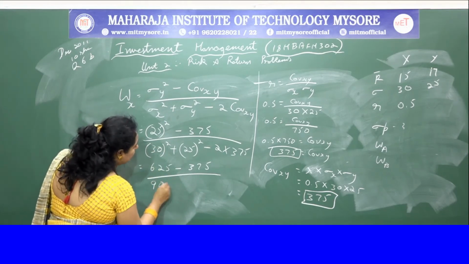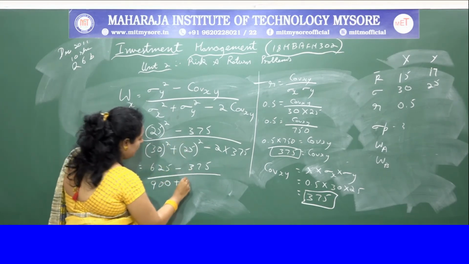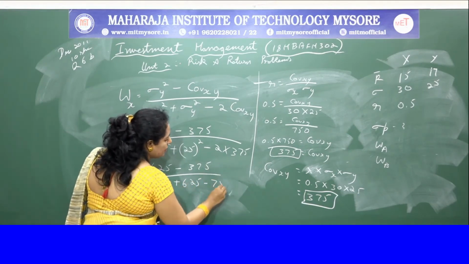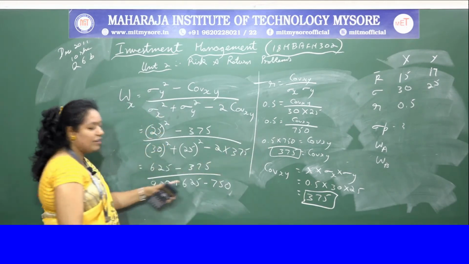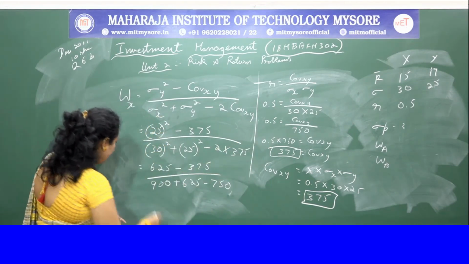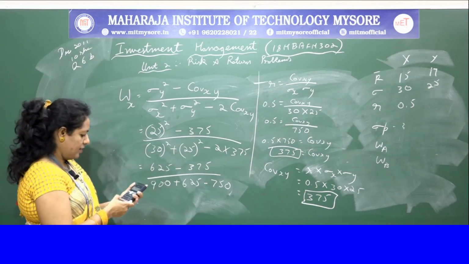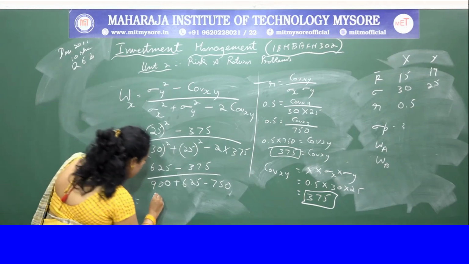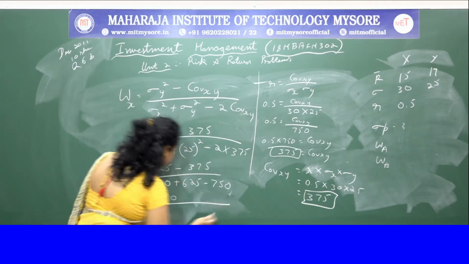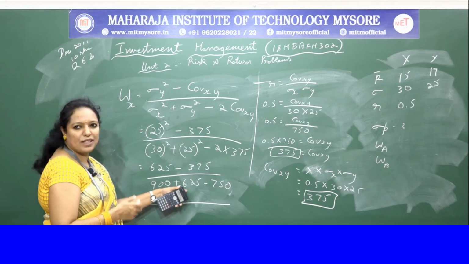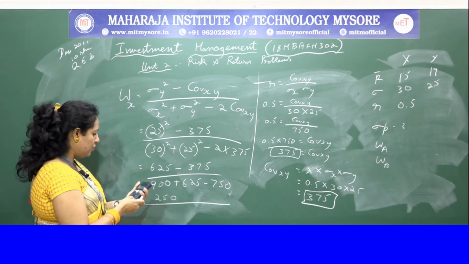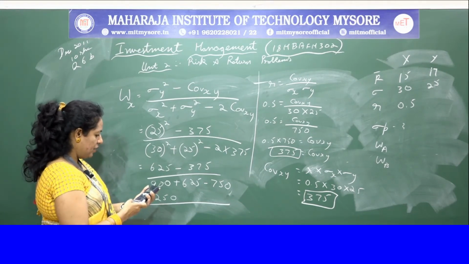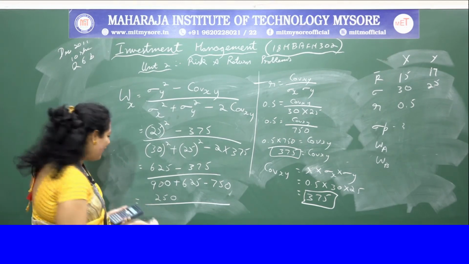So 900 plus 625, which we have already calculated, minus 2 into 375, which is 750. Again we'll continue this. 625 minus 375 gives 250. Now 900 plus 625, we can do it partially or together. Plus 625 you get, as it is the first problem, I'll show in detail.